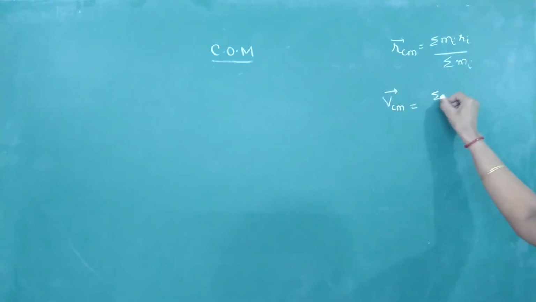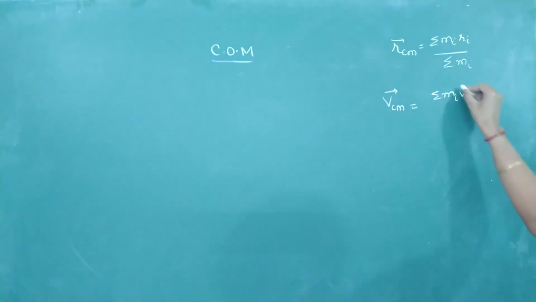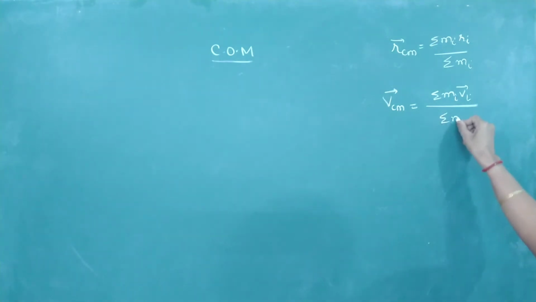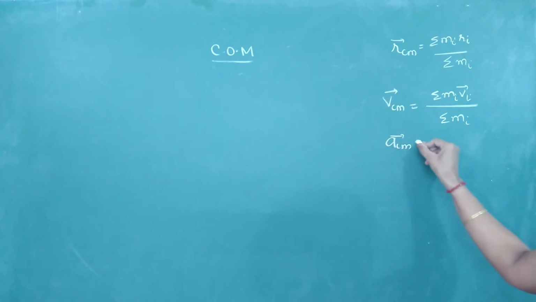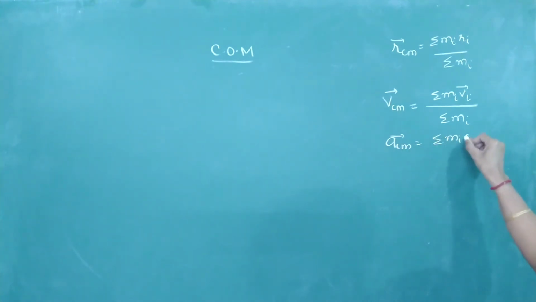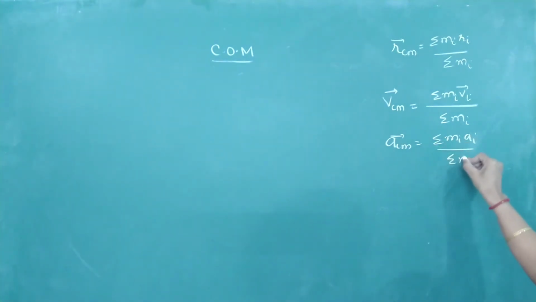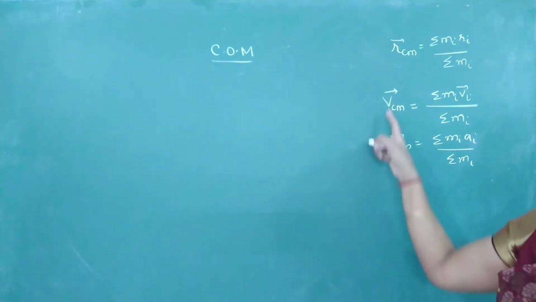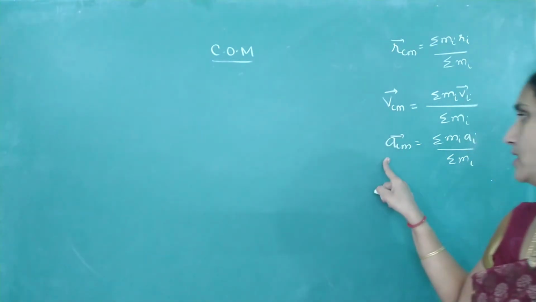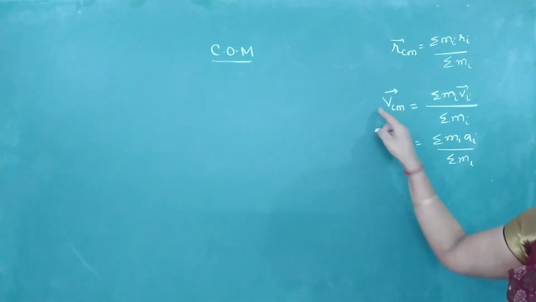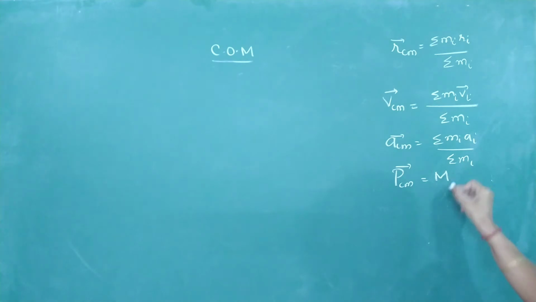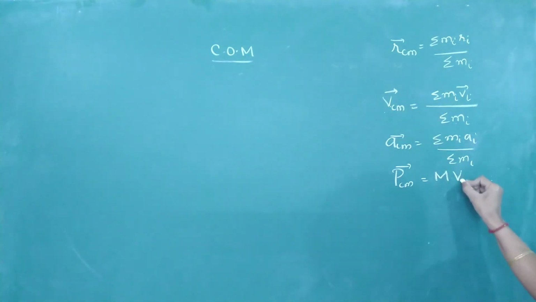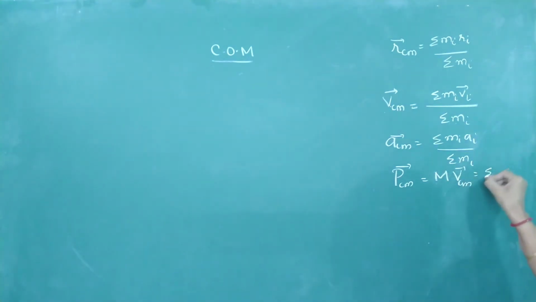V center of mass is sigma mi vi divided by sigma mi. Similarly, acceleration of center of mass is sigma of mi into ai by sigma of mi. So by differentiating velocity you get acceleration. If I take this total mass to the left hand side, what is your momentum of center of mass? Total mass into V center of mass is nothing but sigma of mi into vi.